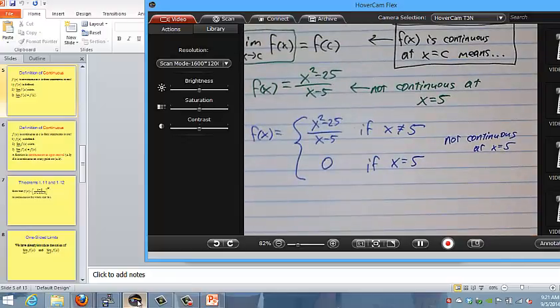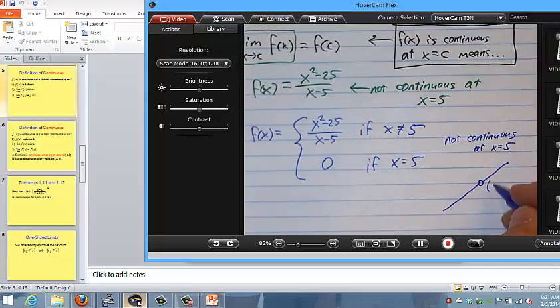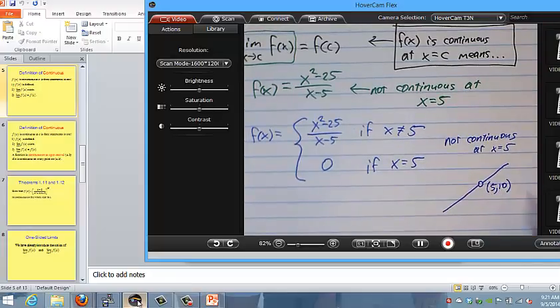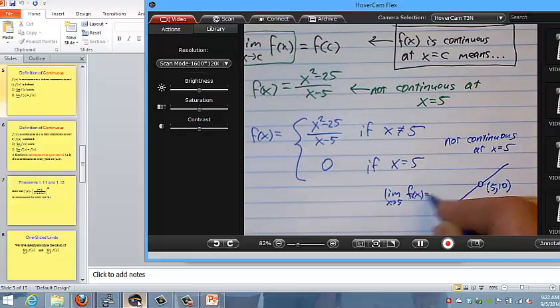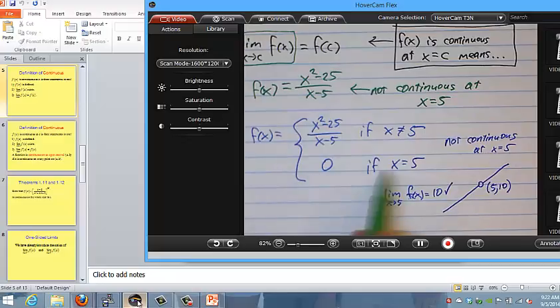Well, because if you drew the graph, let me show you what it would look like. You'd still have that hole. Where did I say that hole was? Yeah, 5 comma 10. So the limit exists. It's true that the limit as x approaches 5 of f of x is 10. We have that. But they also defined f of 5 to be 0. That's way down here.